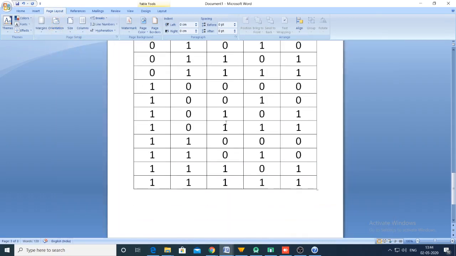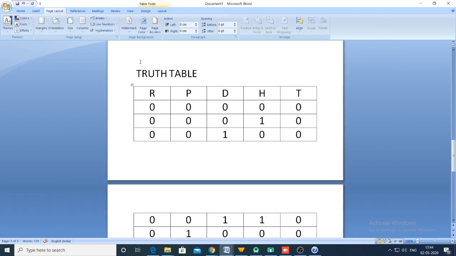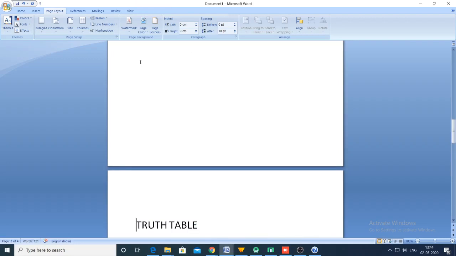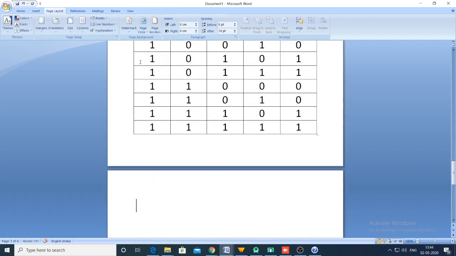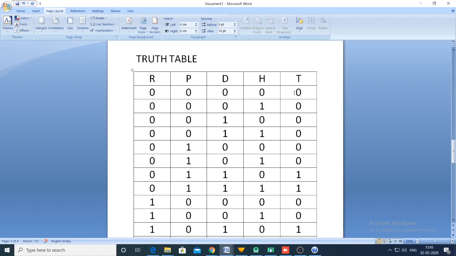How to derive a Boolean expression from the truth table in POS form. So in order to prepare a POS expression from the truth table, we have to select the resultant column entries that are given as zeros.